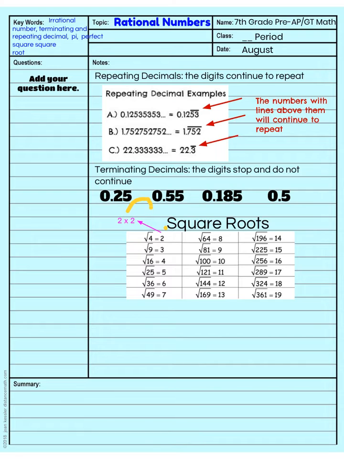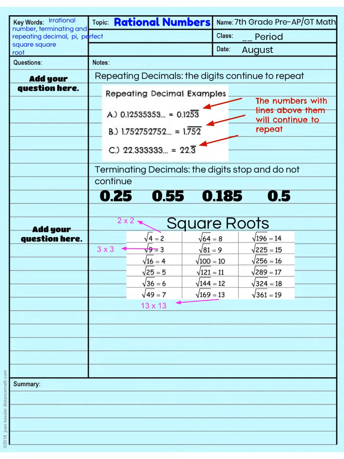This 2 times 2 gives me the 4. On this one, the square root of 9 is 3. So what that means is 3 times 3 is 9. The answer to 3 times 3 gives me this 9. Same thing with the square root of 169. The square root of 169 is 13. So 13 times 13 gives me 169.